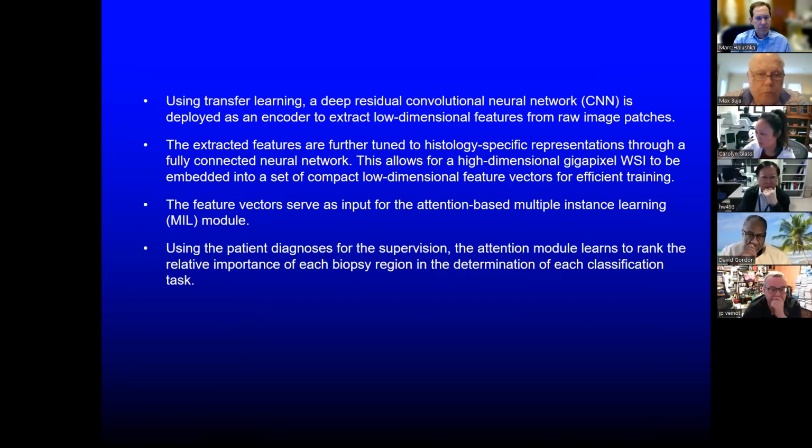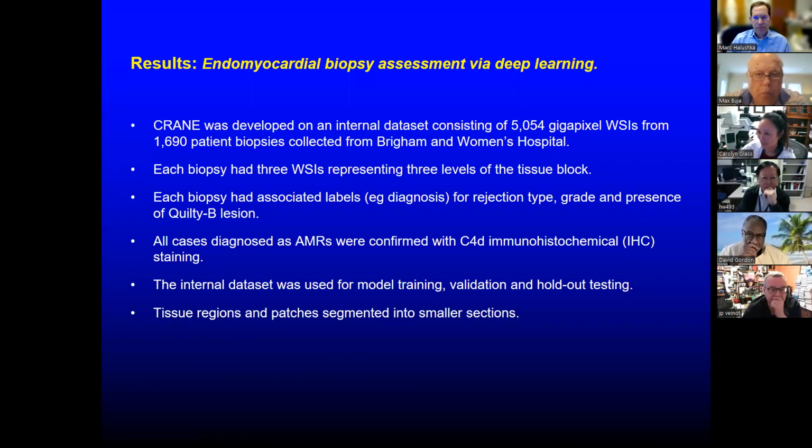I'm not going to spend too much time on that, but okay, so Crane was developed on an internal data set using 1,690 patient biopsies from Brigham. Each biopsy had associated labels or diagnoses with rejection type, grade, and presence of the cold TB lesion. All cases diagnosed with AMR were confirmed with C4D IHC staining.